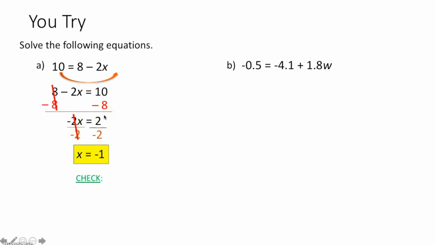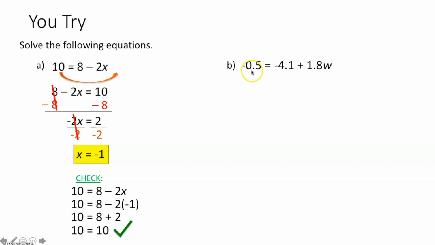Again, I can check my answer. Take negative 1, plug it back in the original equation for x. Order of operations, PEMDAS, parentheses, nothing to do in here. Exponents, no. Multiplying or dividing, yes, you can multiply this negative 2 to this negative 1 and get positive 2. Now we add or subtract, so add 8 plus 2 gives me 10. 10 equals 10. We did it right.